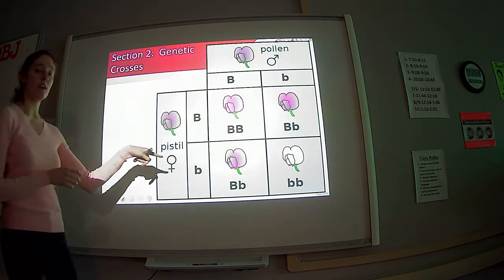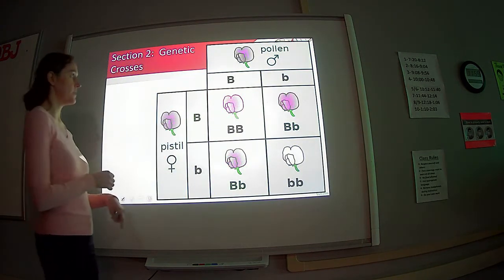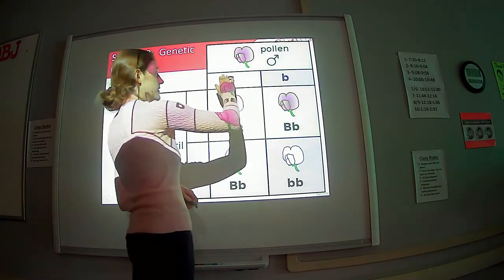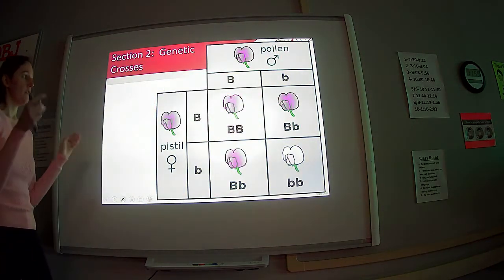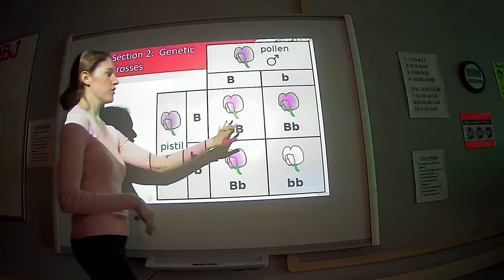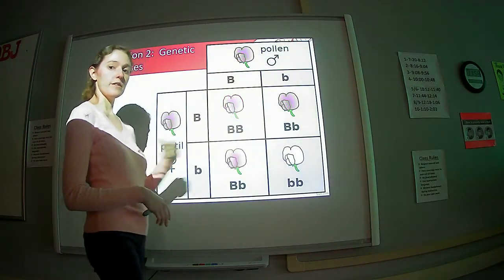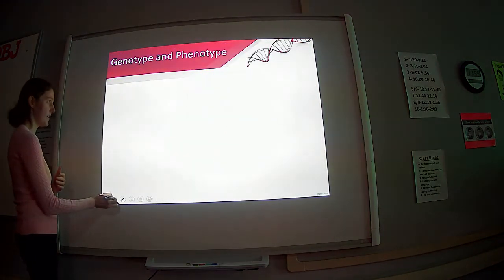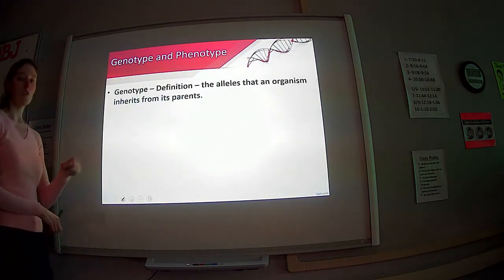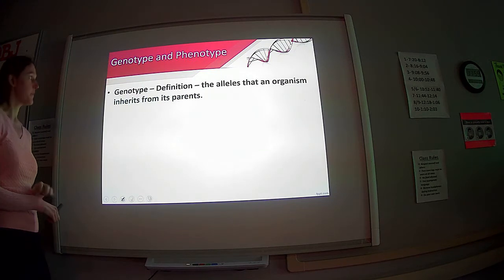They're both heterozygous, so we have a capital B and a lowercase b. And dad also has a capital B and a lowercase b. Whenever you cross those two together, it'll show you the potential for the children, what they could end up being. I'll explain that more in detail as we go through this. So let's start off with some vocab terms.